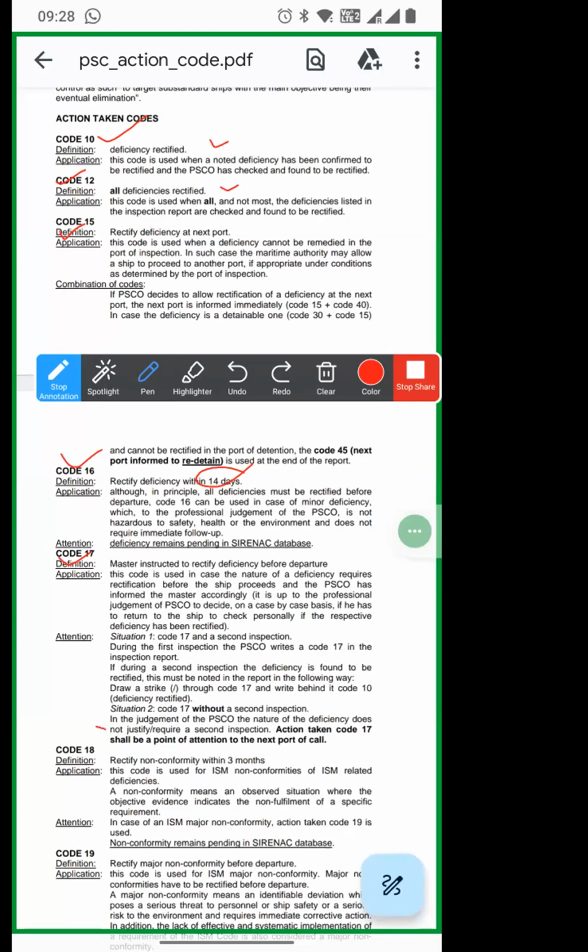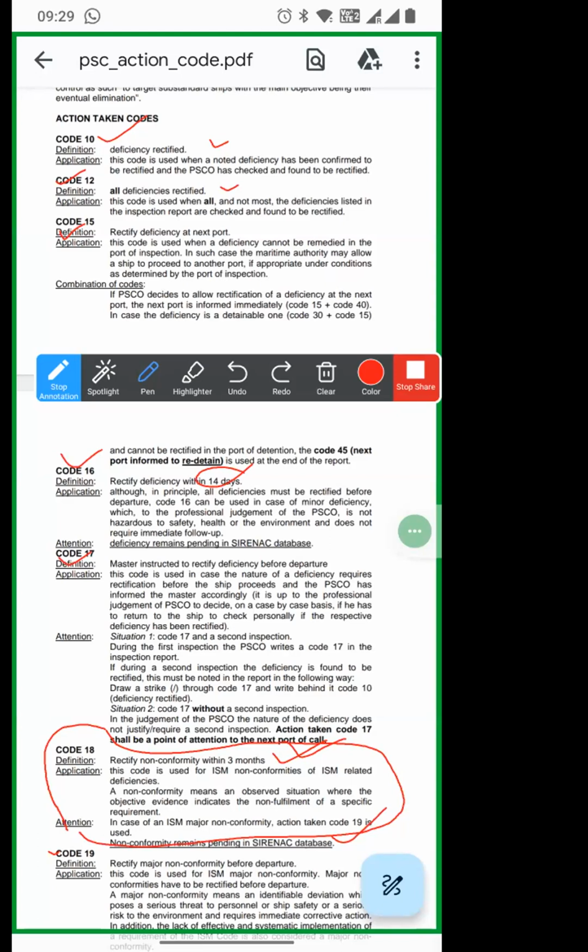Okay, code 18. Code 18 is very important because it covers deficiency related to the ISM, especially the non-conformity. Whenever you are getting a non-conformity, the maximum rectification time is 3 months. तो कोड 18 में लिखा हुआ है rectify non-conformity within 3 months. And if any vessel is getting a major non-conformity, then code 19. Code 18 is for non-conformity. Code 19 is for major non-conformity.